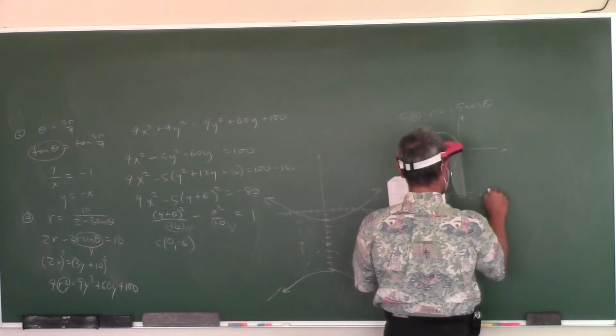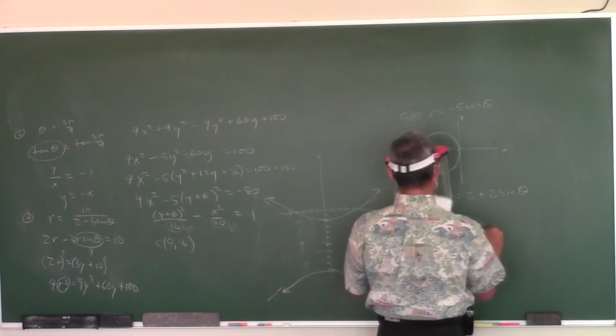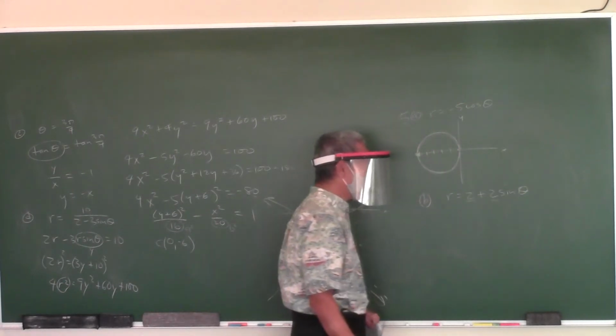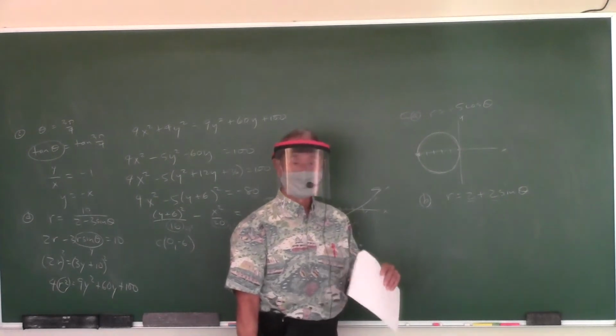r equals 2 plus 2 sine theta. Okay, so when this number is the same as that number, cardioid.